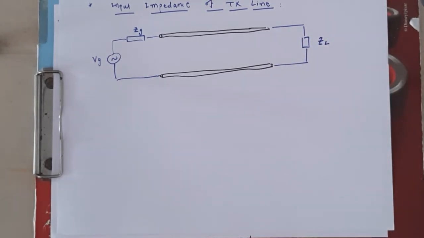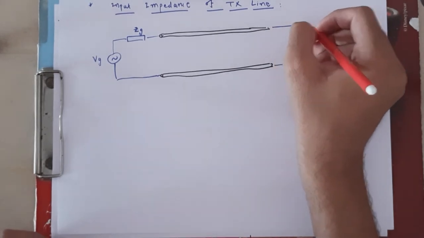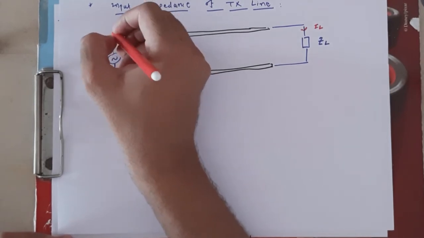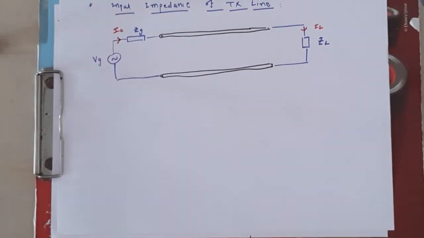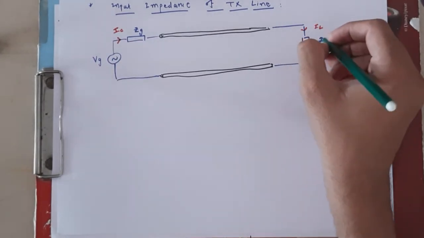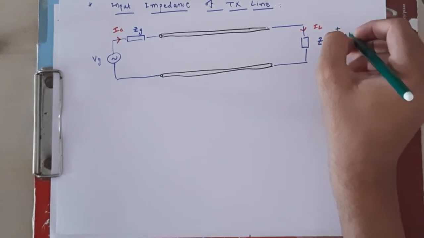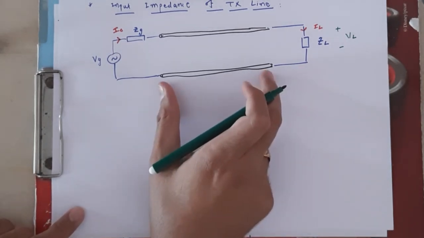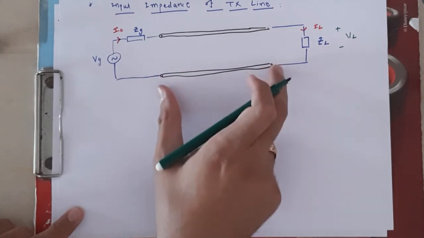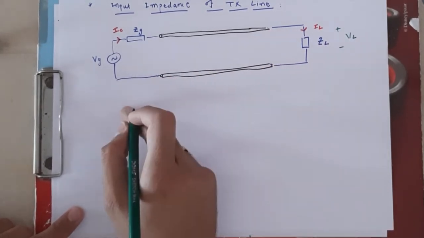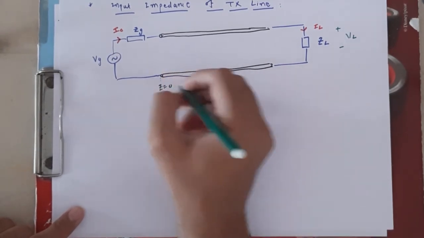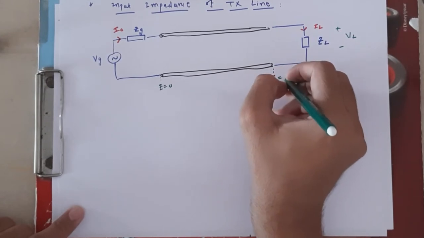Whatever current flows through this load impedance, we call it the load current. Similarly here, whatever current flows is the generator current, or you can say the I0 current. And there is the voltage developed across this load impedance ZL. Now we define the length of the transmission line as L. The total length of the transmission line is L. Suppose I represent the Z axis: this point is Z equals 0, and this point is Z equals L.